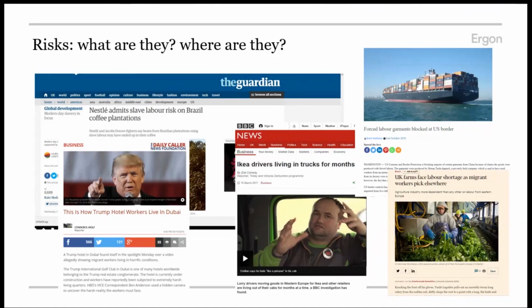And what sort of risks are we talking about? So IKEA drivers living in trucks for months, is that a breach of the law? In what country? Have their human rights been breached, or is it some other problem? Well, clearly, it's not a satisfactory situation, but is it a health and safety issue? Is it a working hours issue? So often the kind of information that we get, we need to interpret in certain ways to understand what the nature of risk is.